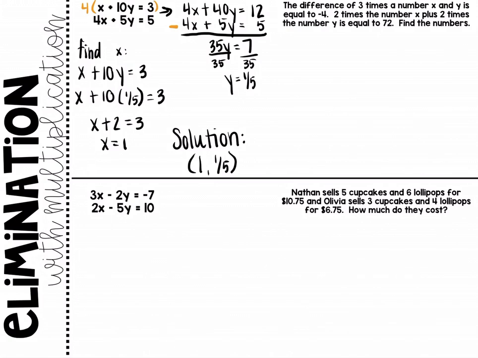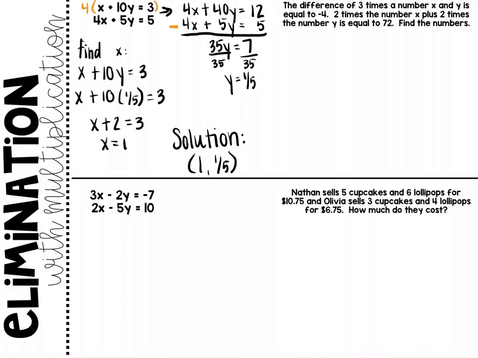Okay, so it says the difference of 3 times the number x and y is equal to -4, and 2 times the number x plus 2 times the number y is equal to 72. So we have 2 different scenarios here. We have the first scenario, the difference between is equal to -4.